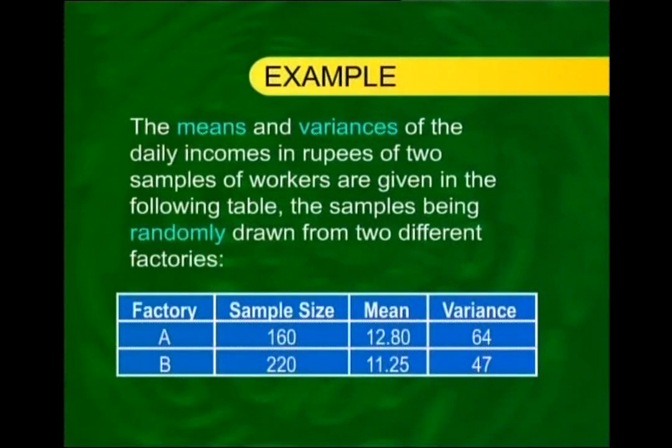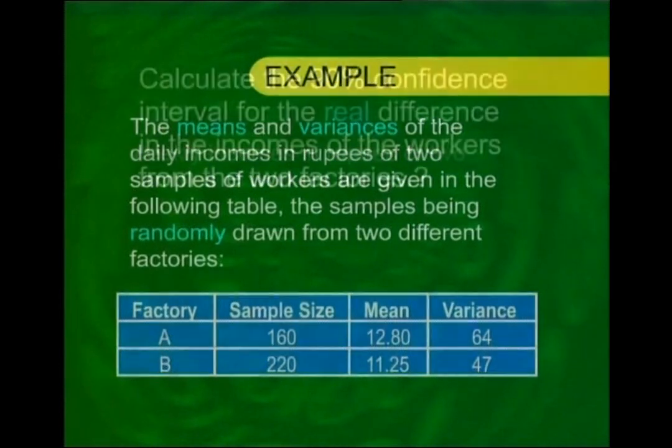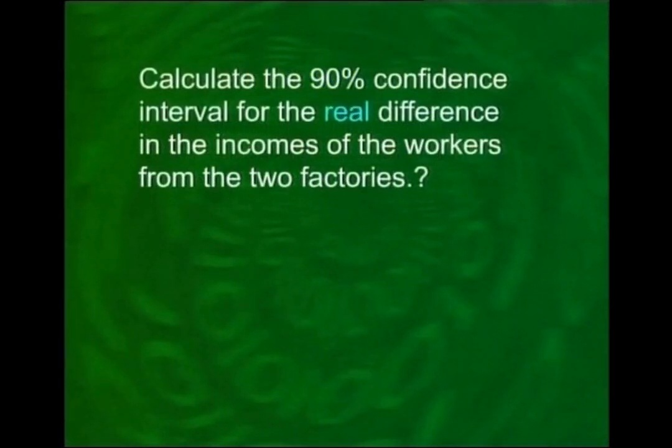So, let us now apply this formula to an example. As you now see on the screen, the means and variances of the daily incomes in rupees of two samples of workers are given in the following table, the samples being randomly drawn from two different factories. Now, the data is for factory A and factory B. The sample sizes are 160 and 220. The mean values are rupees 12.80 and rupees 11.25, and the variances are 64 and 47. Calculate the 90% confidence interval for the real difference in the incomes of the workers from the two factories.